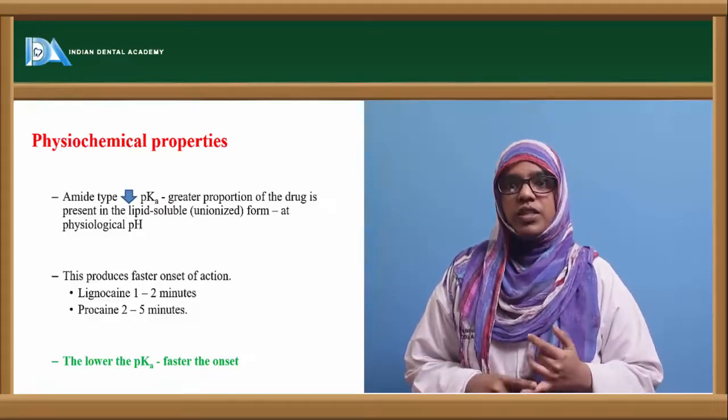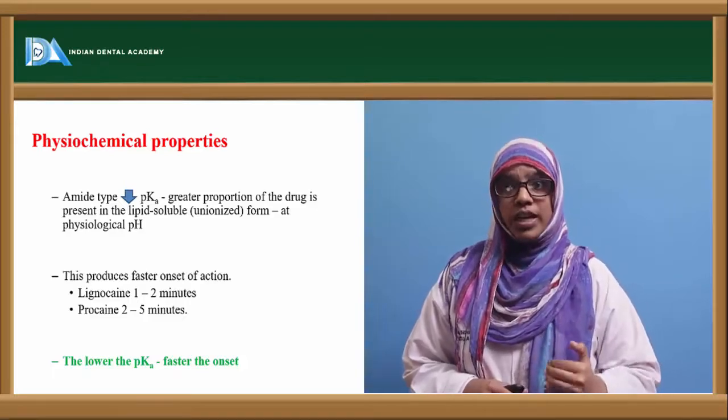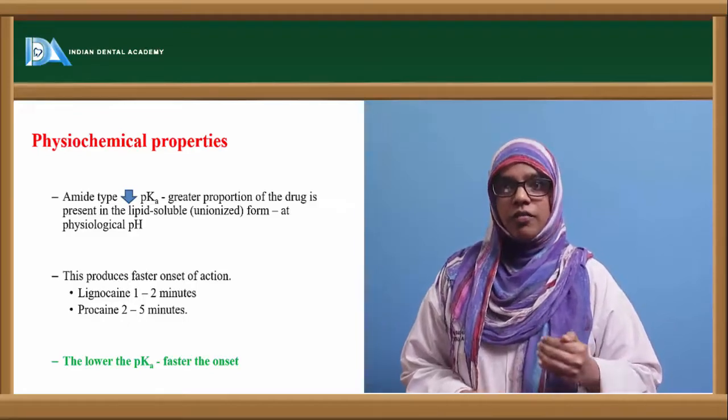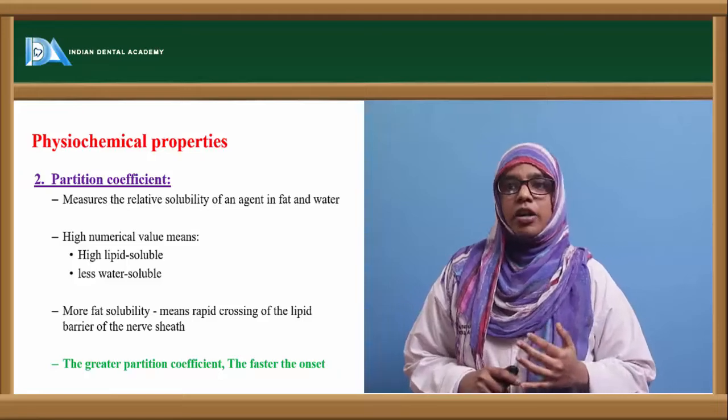Now, this produces a faster onset of action. For example, lignocaine has 1 to 2 minutes, whereas procaine has 2 to 5 minutes. The lower the dissociation constant, the faster is the onset. Then, the second property is partition coefficient.